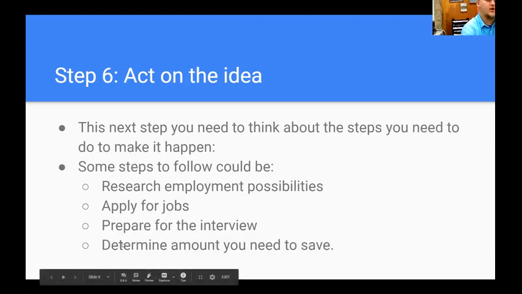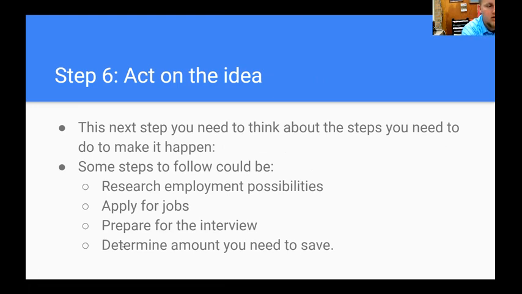Step 6, you're going to act on the idea. So I'm going to start cutting TV time out and see how it helps me with my homework. I'm going to start putting money away. I'm going to get a new job. I'm going to see what I can do to get enough money to save what I want to buy a new car by June.